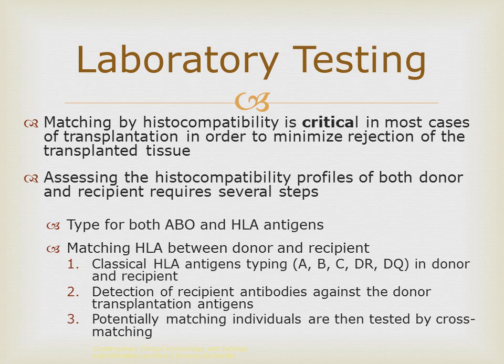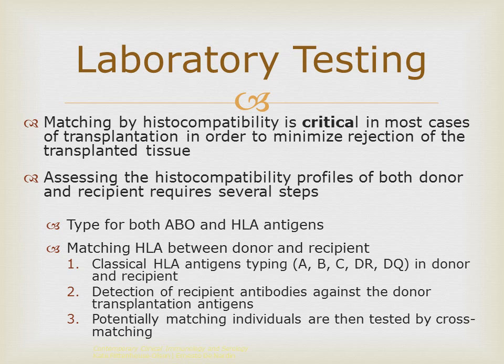And once we establish ABO compatibility, then we look at HLA compatibility. We can consider this as kind of a three-step process. First thing we want to do is type both donor and recipient for their HLA antigens to determine how closely they are matched. Then we'll need to test the recipient to see if they have any preformed antibodies against any antigens that are present on the donor.